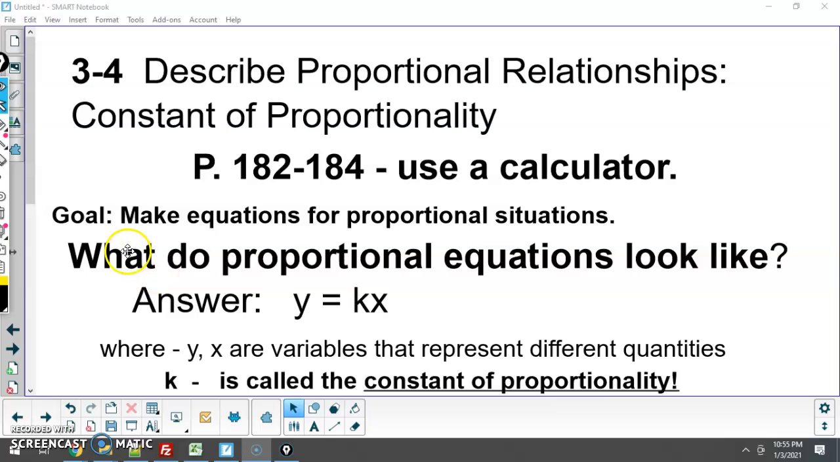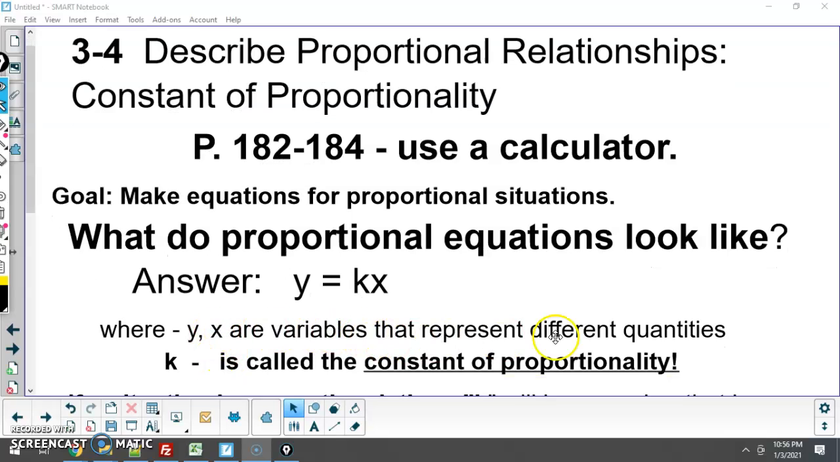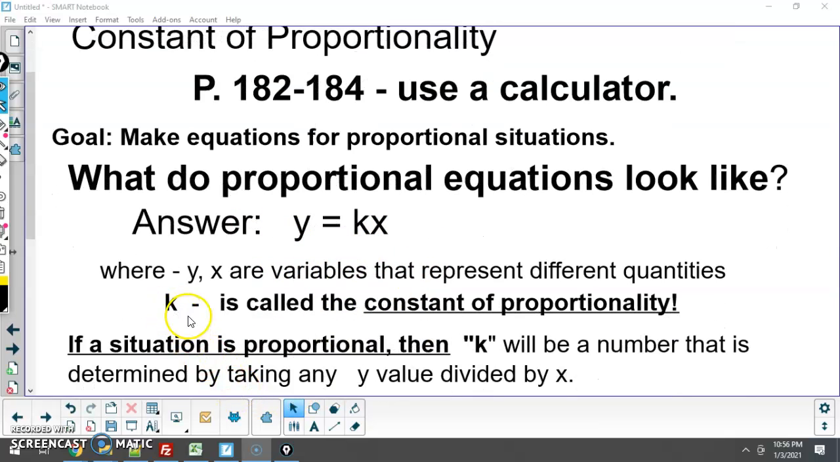One of the main goals of this lesson is to be able to write an equation for a proportional relationship. So what do these equations look like? Well, they're very simple equations. You have some variable y, it's equal to k times x. y and x are variables, so they're not going to have numbers for them. They're going to represent unknown quantities that will change throughout the problem. And k is a special number called the constant of proportionality.